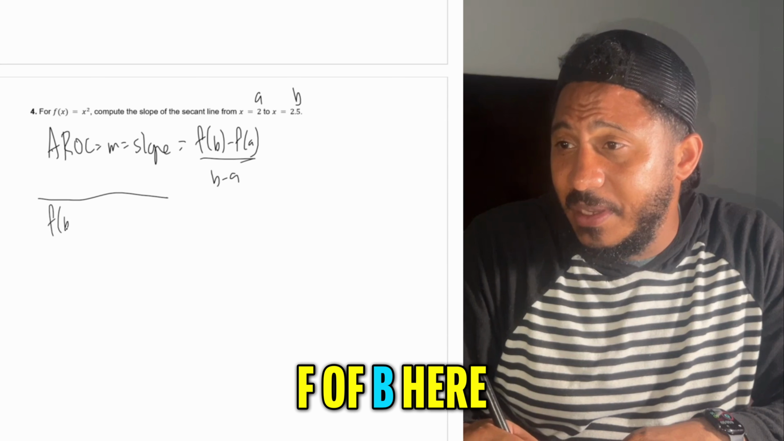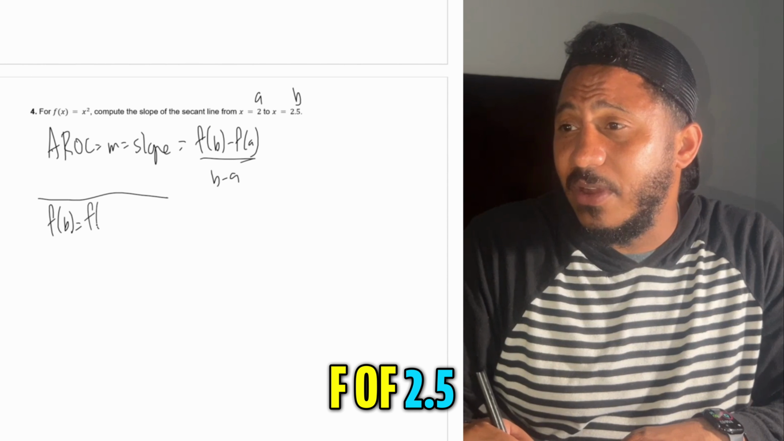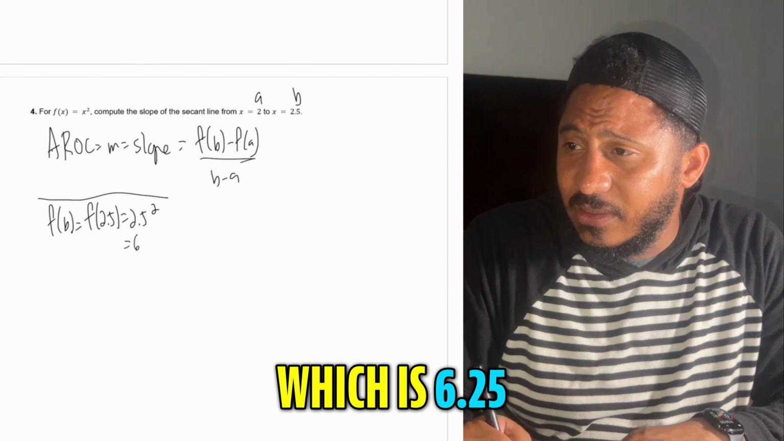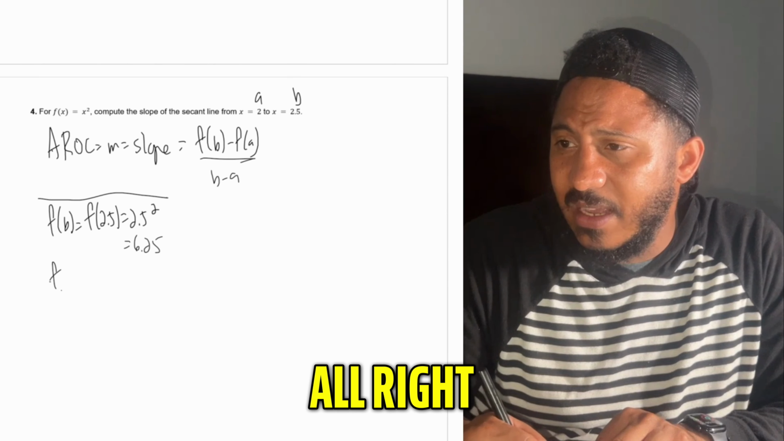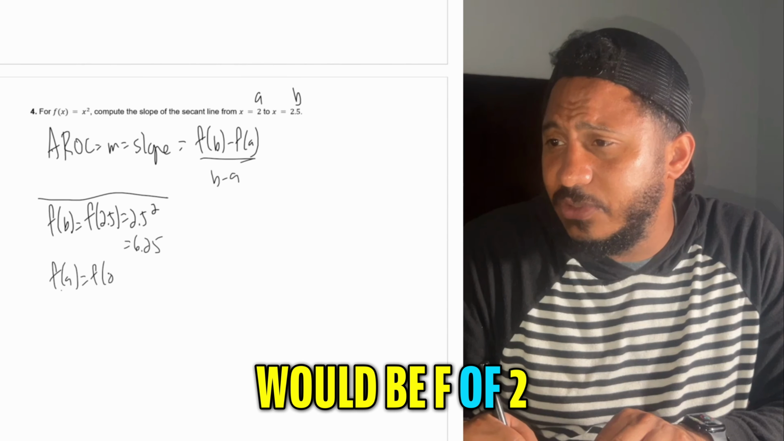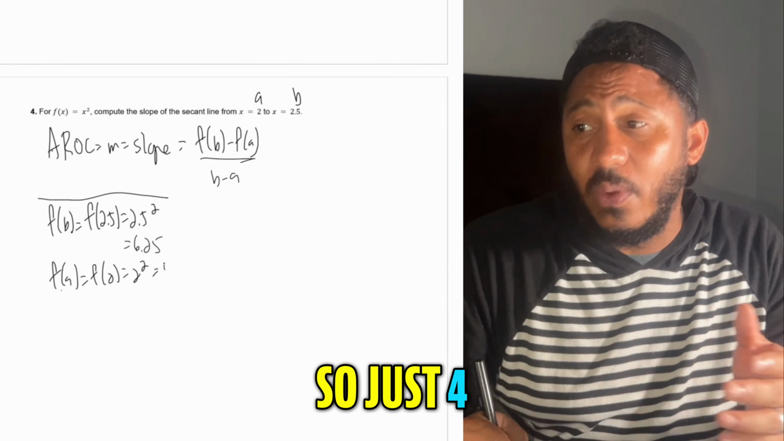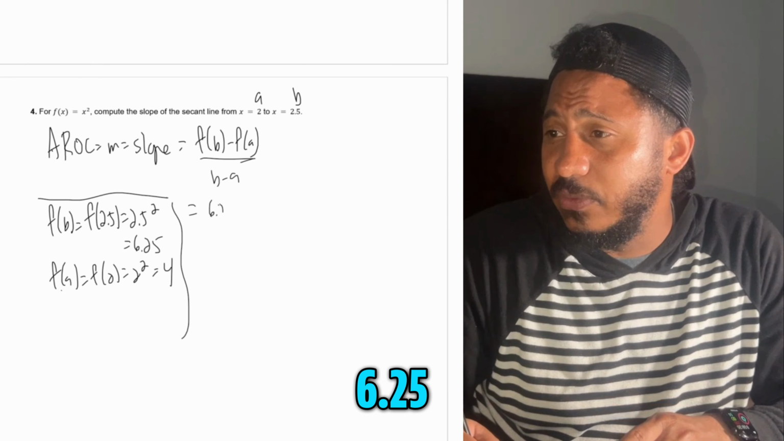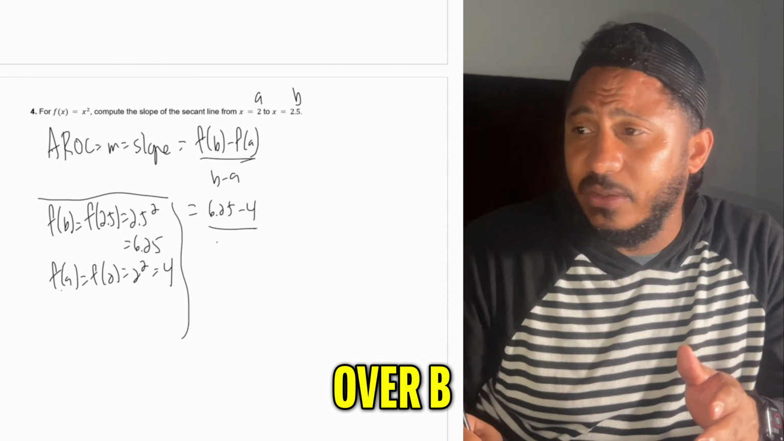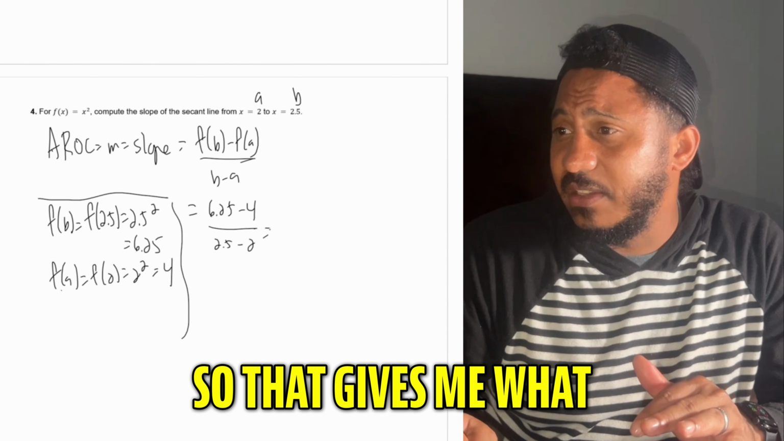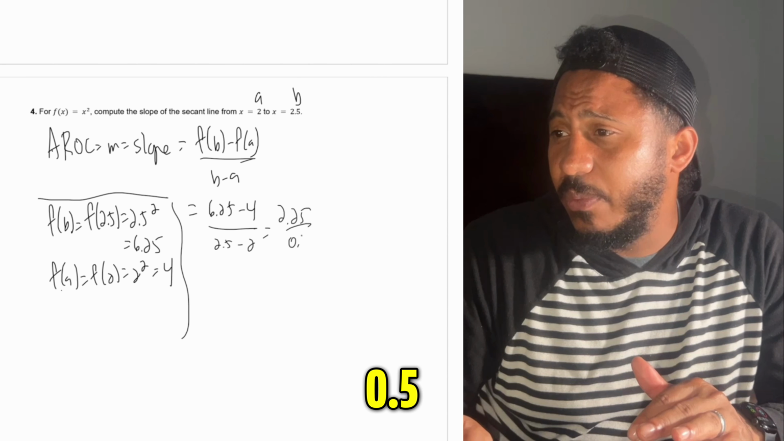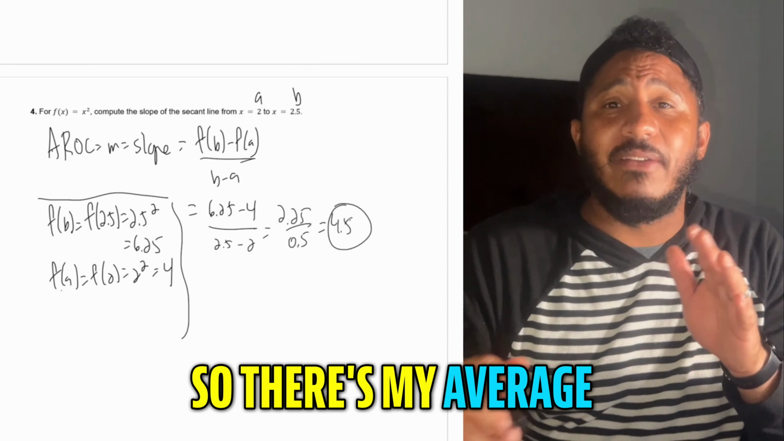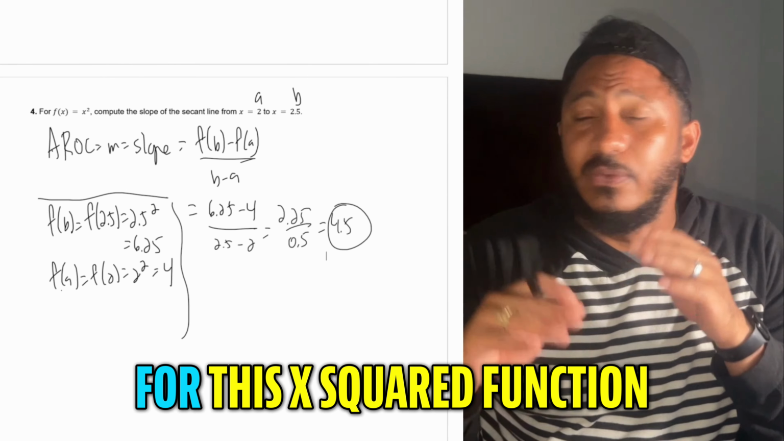So f of b here is going to be f of 2.5, which would be 2.5 squared, which is 6.25. All right. f of a here would be f of 2, which would be 2 squared, so just 4. Okay, so we got all the parts, plug them in. So f of b, 6.25, minus f of a, so minus 4, over b, 2.5, minus a, which is 2. That gives me 2.25 over 0.5, which is 4.5. Okay, so there's my average rate of change between 2 and 2.5 for this x squared function.